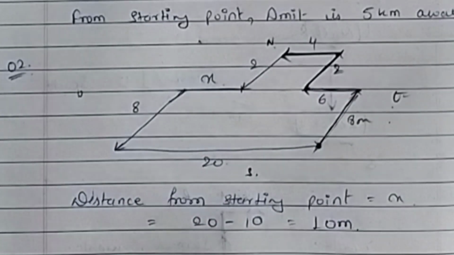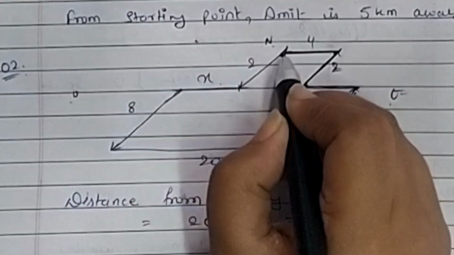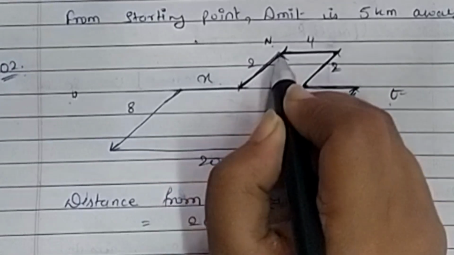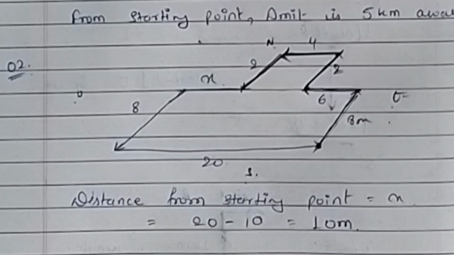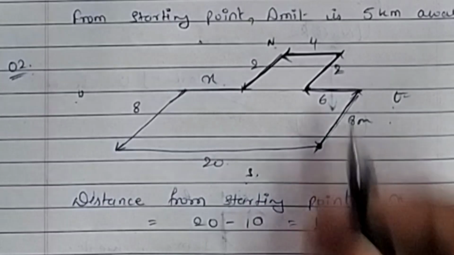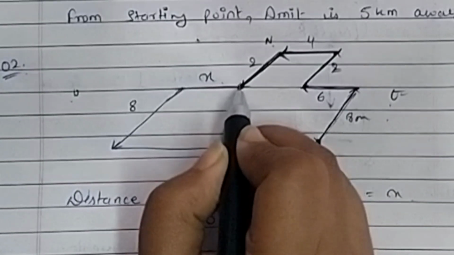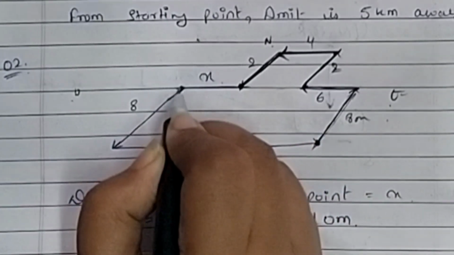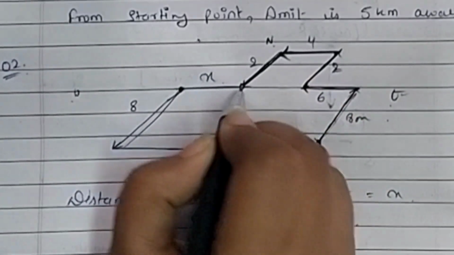Then towards southwest. South is here and west is here. So here he moved in the southwest direction and traveled for 2 meters. Then he moved a distance of 4 meters towards southwest, and at this point he stopped. So basically he started his journey from here, completing all the way to here, and here he stopped.